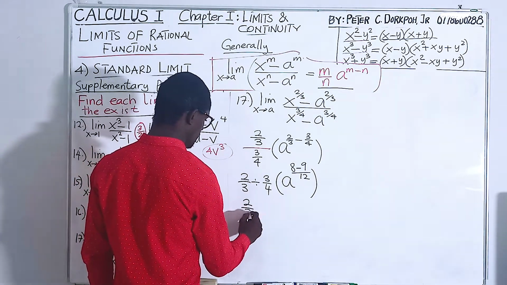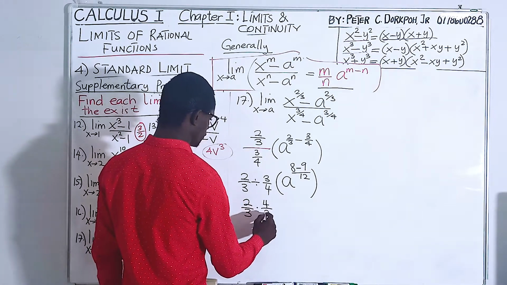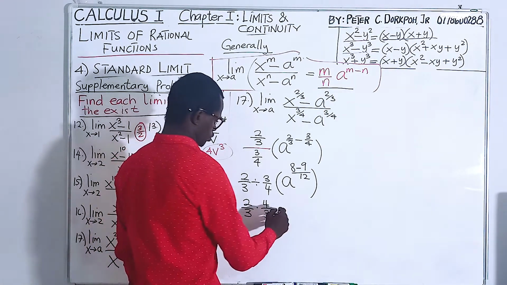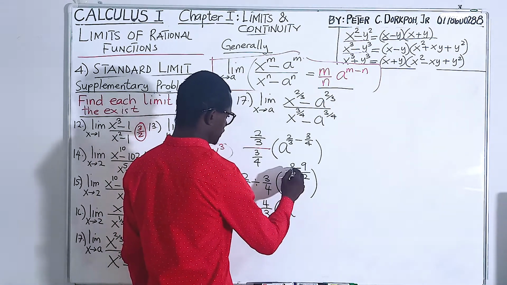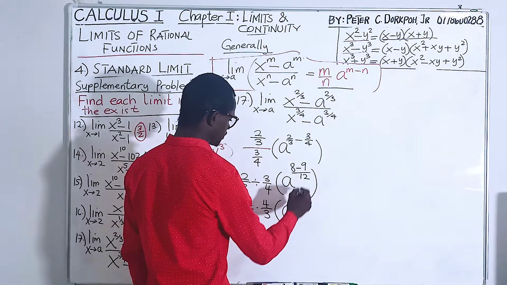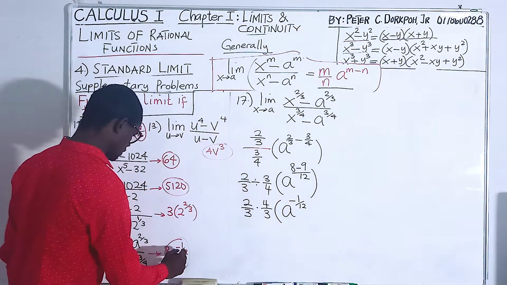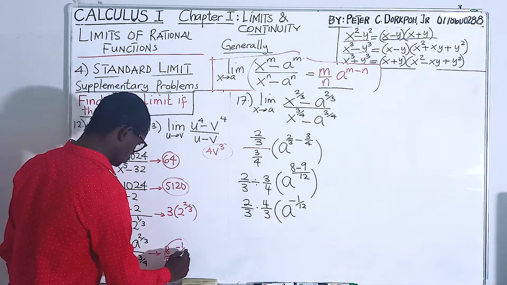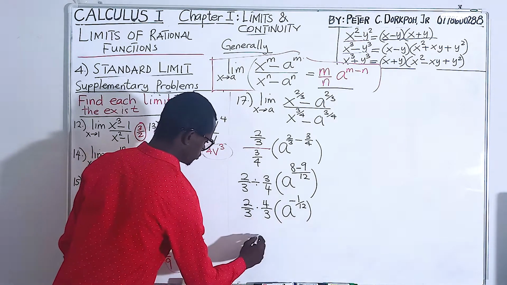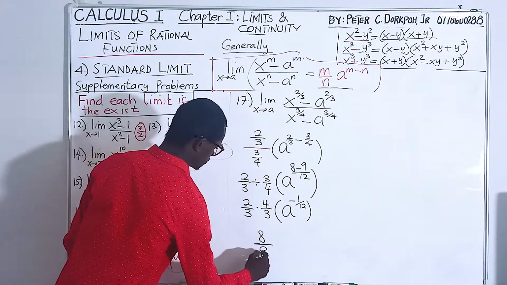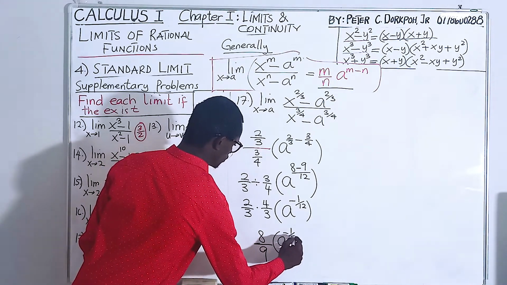So we will have 2 over 3 times 4 over 3. So this is now a raised to the power 8 minus 9, which is just minus 1 over 12. So this is 12, not just 2 over 12. And then 2 times 4 is 8. And then this 3 times 3 is 9. So this is a raised to the power negative 1 over 12.